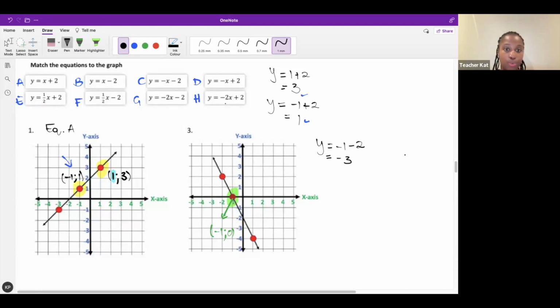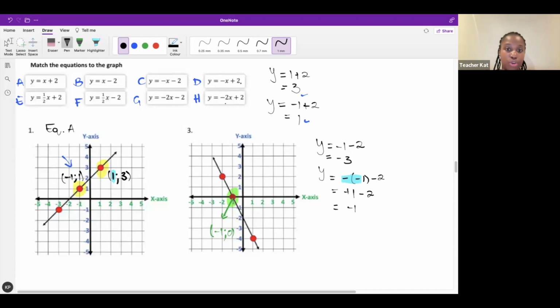Is that a match? No. Let's move on to C. Okay. Y is equal to -1 minus 2. What's -1? What's going to happen with these two negatives? They're going to give me a +1 minus 2. And what's +1 minus 2? -1. Is that a match for my coordinate? Look at my coordinate. Am I looking for a -1? No, I'm looking for a 0.